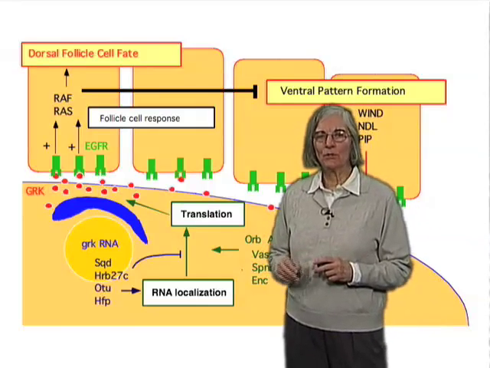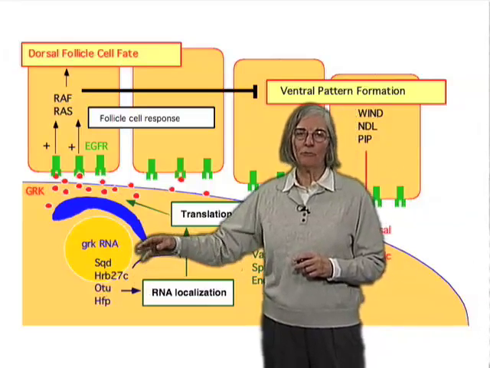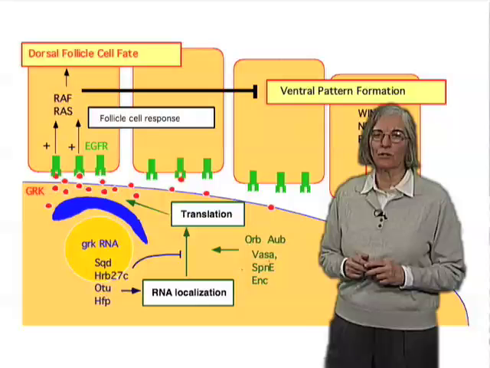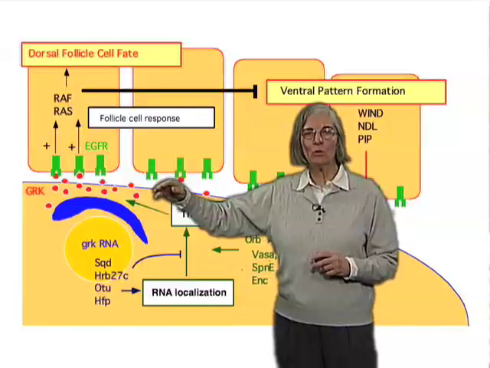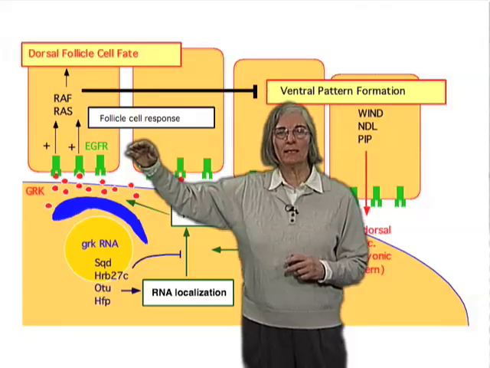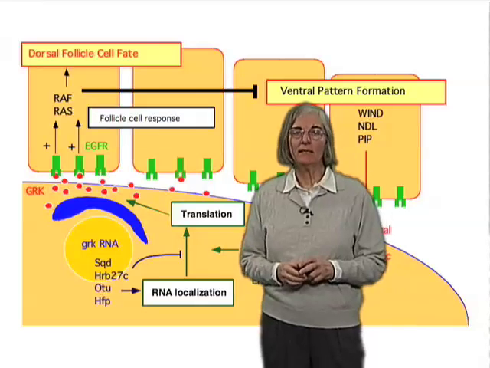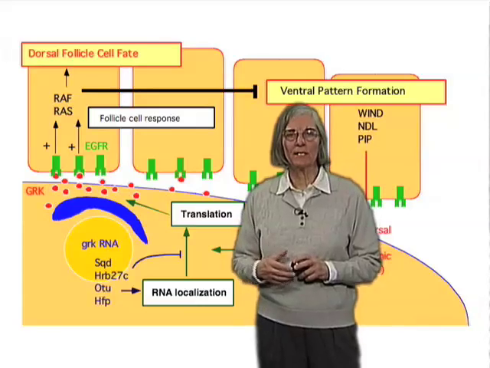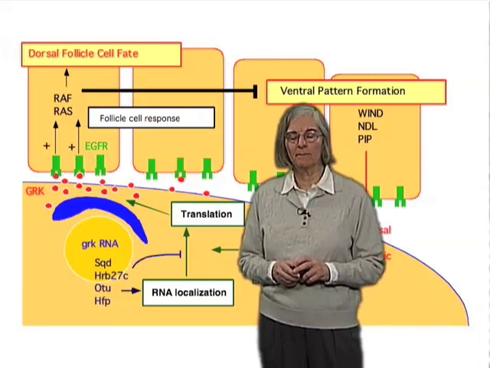what I've already told you, the Gurken RNA is transcribed during oogenesis, and then there is a set of proteins that are involved in the localization of the RNA to the dorsal anterior corner. There is also translational regulation of the Gurken RNA, and once it's localized, the protein is made and then secreted by the oocyte, binds to the EGF receptor in the follicle cells, and this binding activates the receptor and activates the downstream signaling process that then results in the establishment of dorsal follicle cell fate.